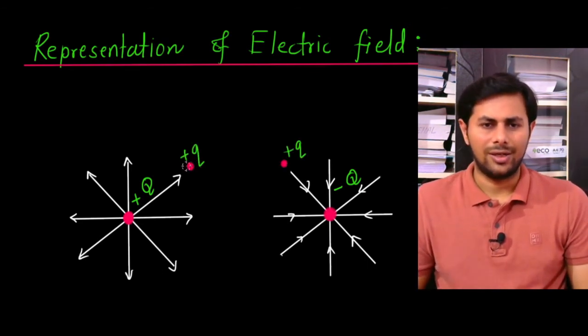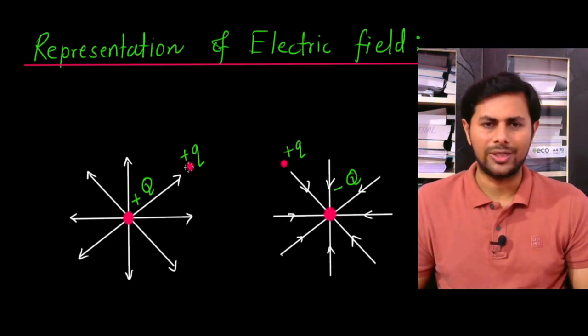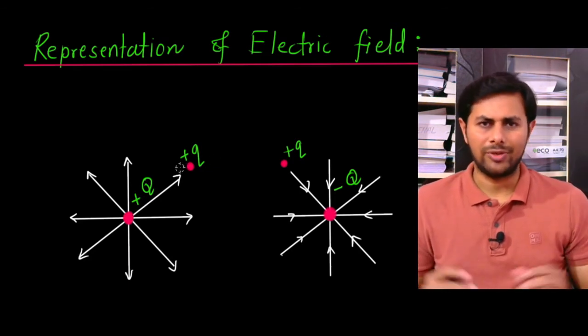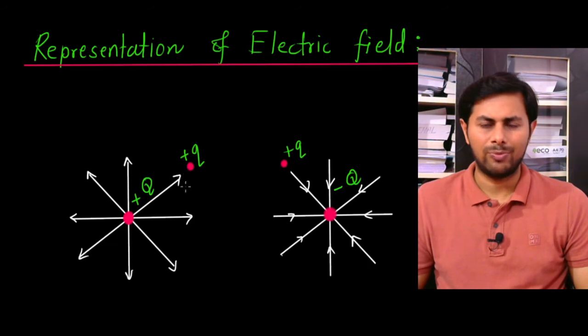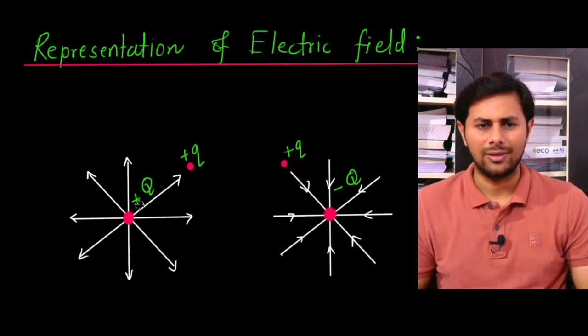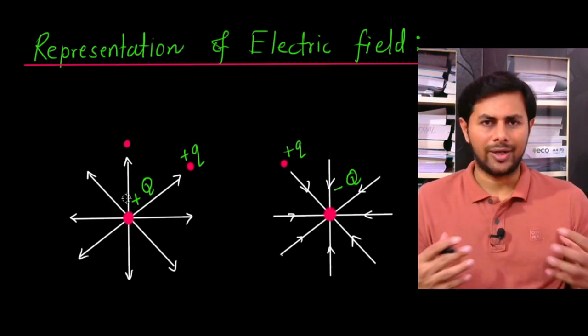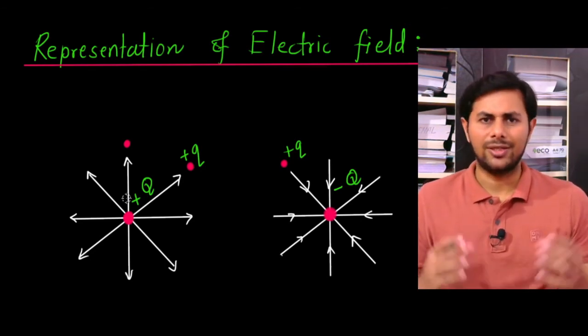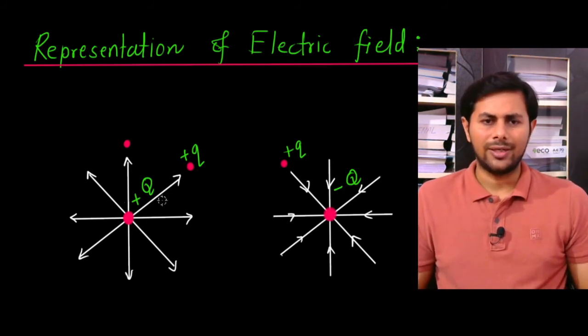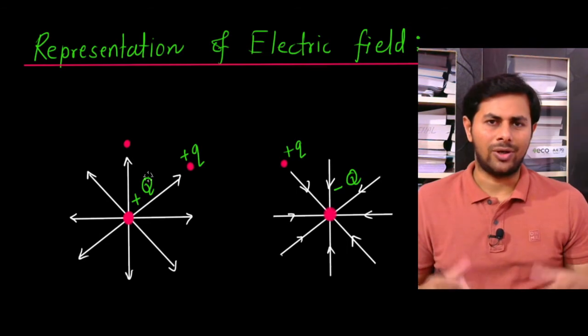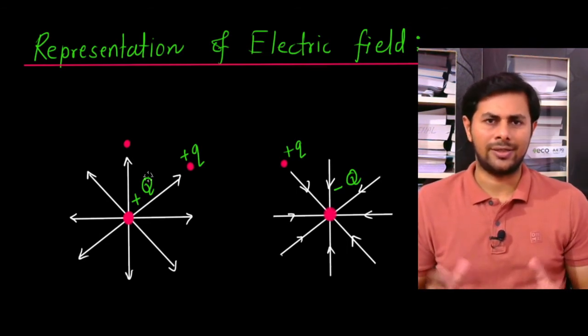Let's consider a small positive test charge kept at this point. Since this charge is also positive, there will be repulsion between the two charges, and small q will be pushed away radially outwards due to the force exerted by capital Q. If we keep the charge small q over here, it will be pushed away in this direction, and so on. So since the force exerted by a positive charge on a positive test charge is directed radially outwards, the electric field lines drawn to show the electric field of a positive charge are also directed radially outwards.